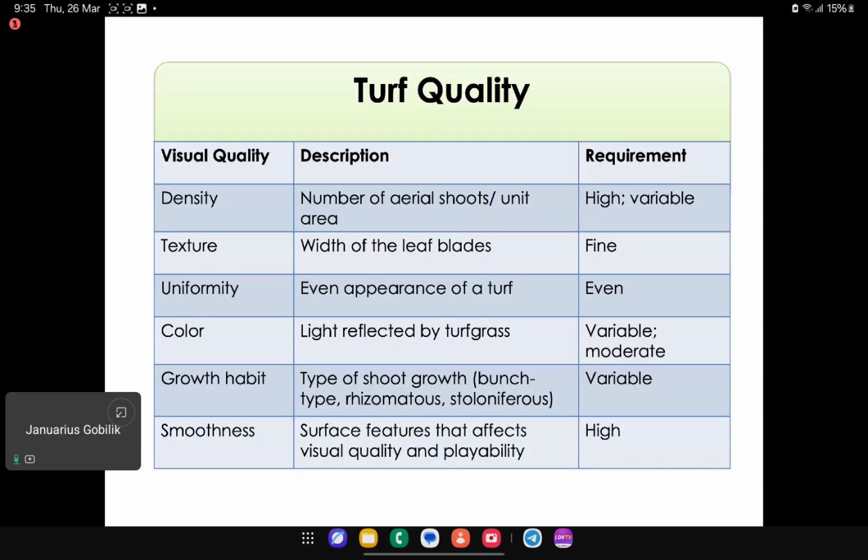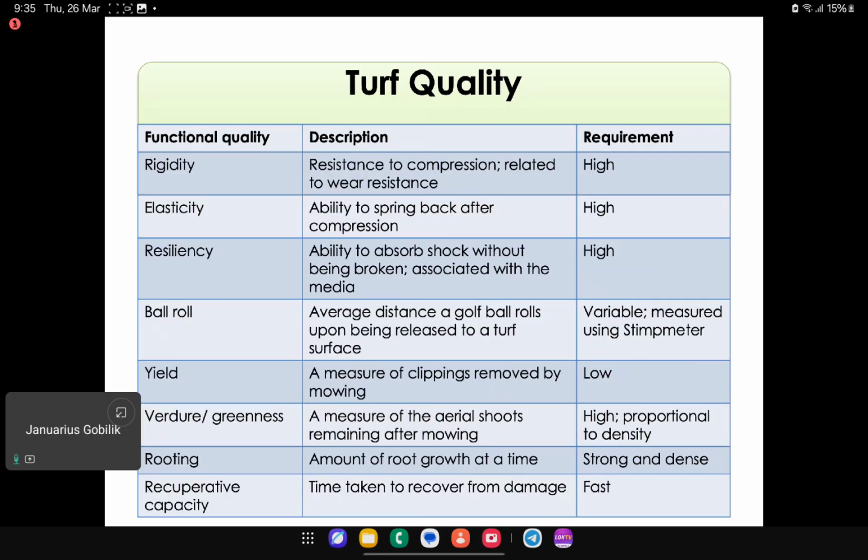And then here is other information related to that. You can read it later once I upload this slide in ITELS, so you can read it by yourself. I have explained it a little bit, and of course the description is there and what the requirements should be.